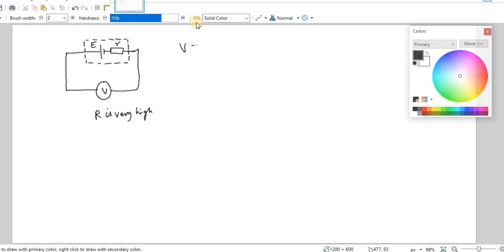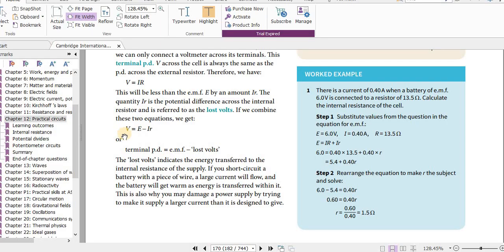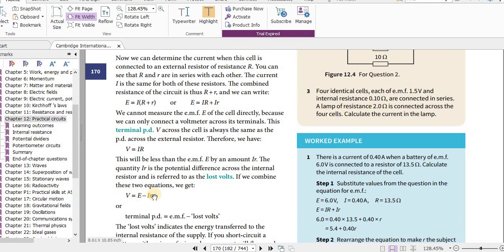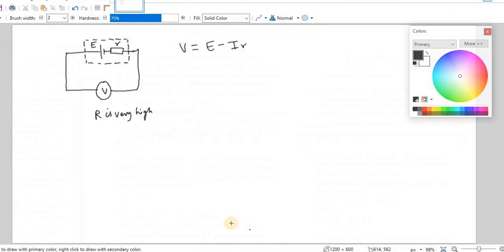If you remember, it's V equals E minus IR. How did we get this? You can see what we learned earlier. So I directly use this, and let me just show it to you. This is what we have, and I showed you how to get it. V equals E minus IR. Now what happens here is, because the resistance of the voltmeter is very high, the current is approximately 0. So here we can say this is approximately 0, almost 0.